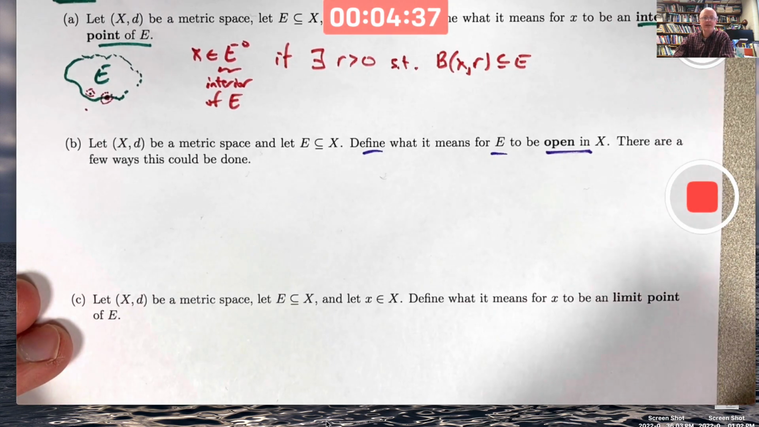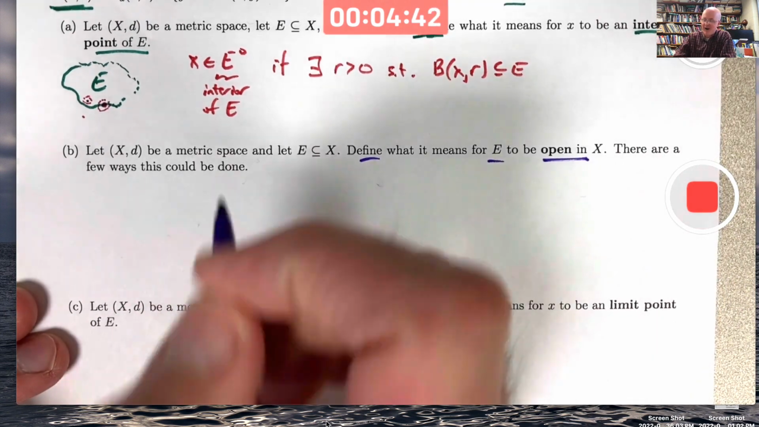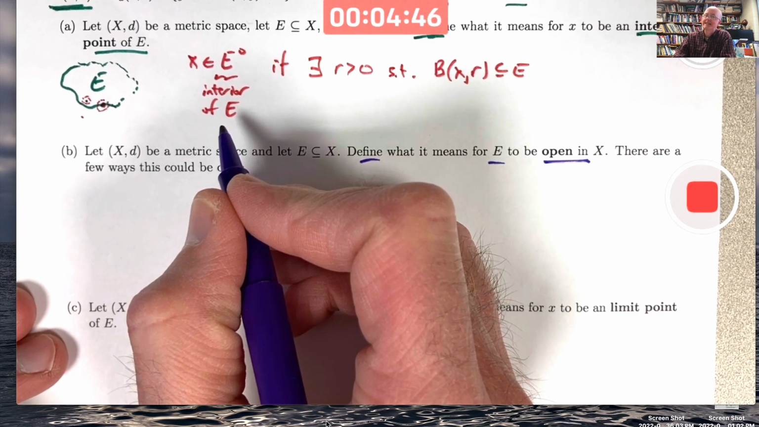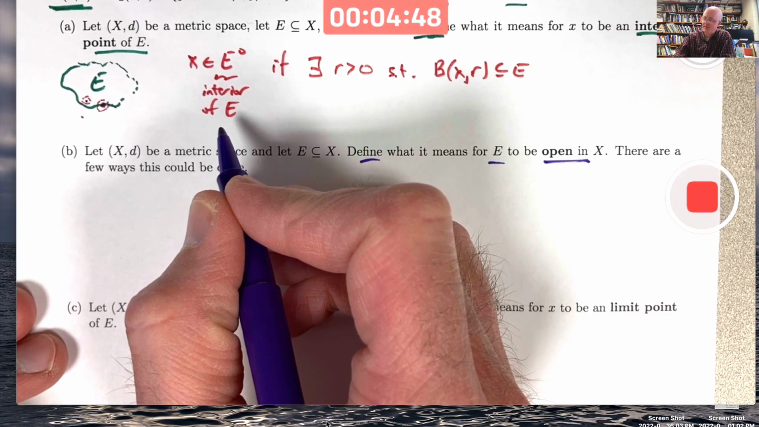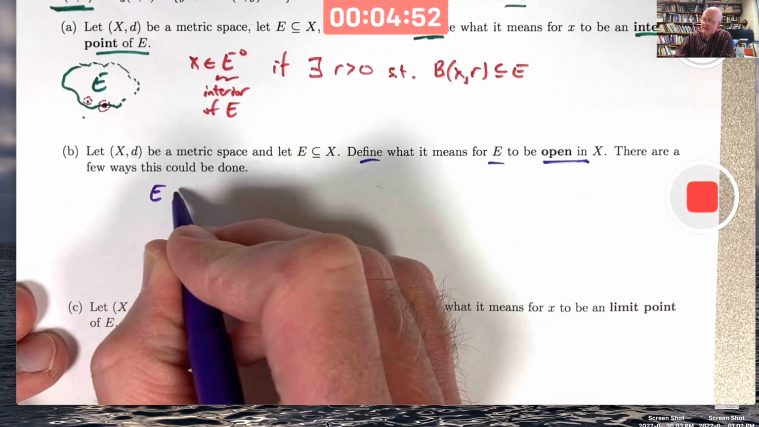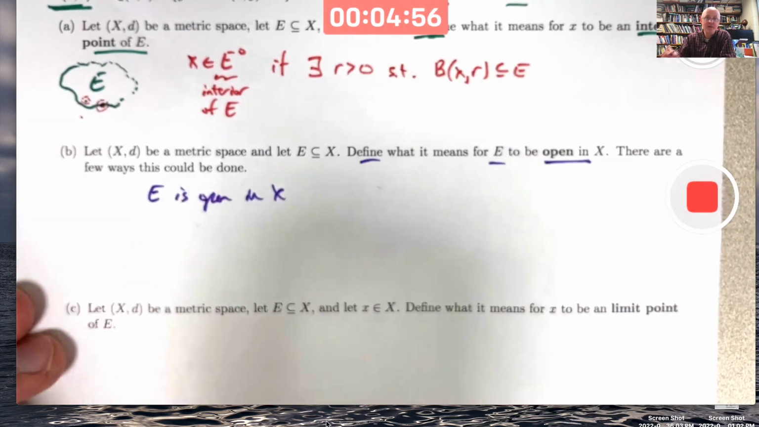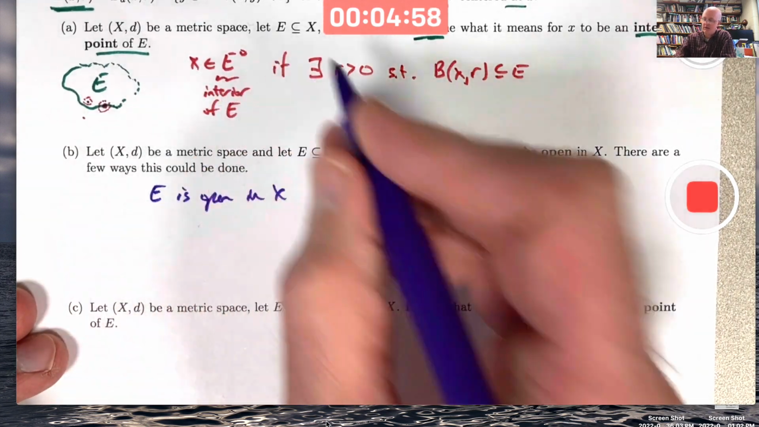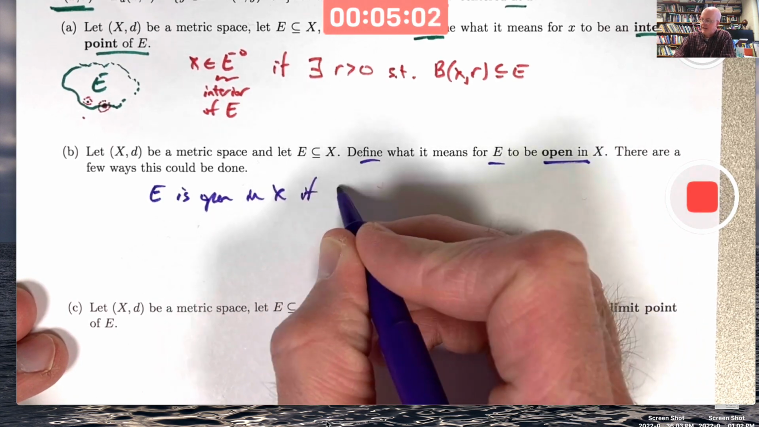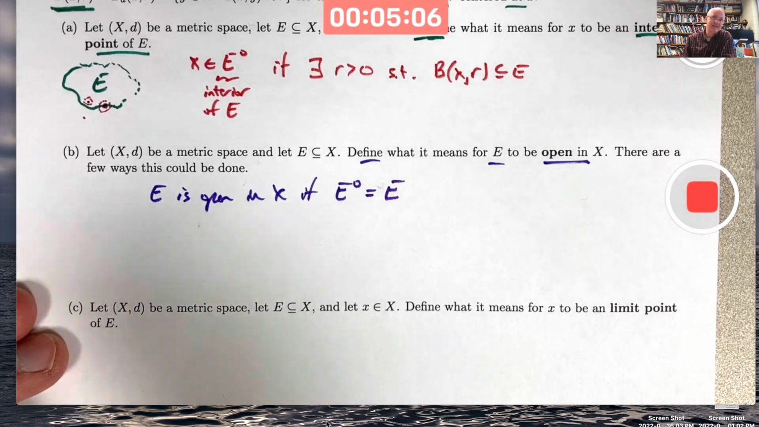There are a few different ways it could be done. Quickest way to define this: if you've already defined the interior of E to be the set of all interior points of E, you can say that E is open in X if the interior of E equals E. That would be the quickest definition of it.